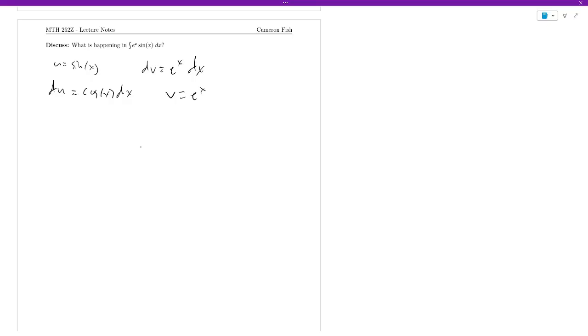Okay, so let's write it down. So this is u dv. It's going to be equal to, so zigzag, uv, so e to the x times sine x. I changed the order, it doesn't matter. Minus the integral of v du, e to the x cosine x dx. Okay, so now we're supposed to do this one, right? It looks an awful lot like the original one.